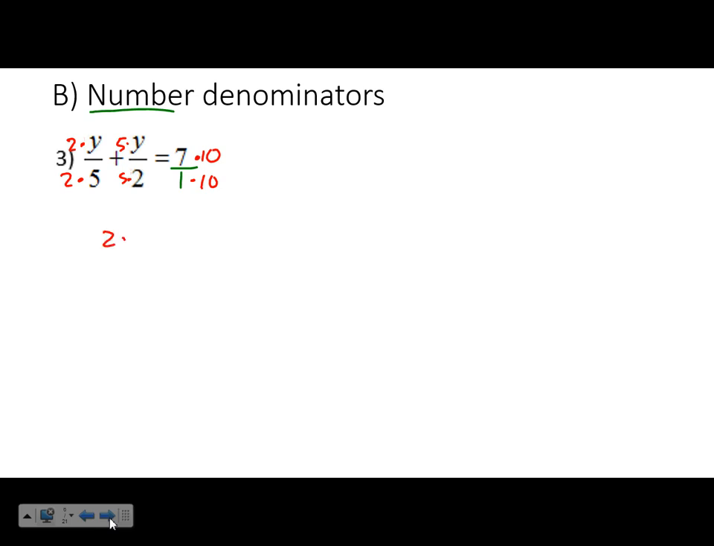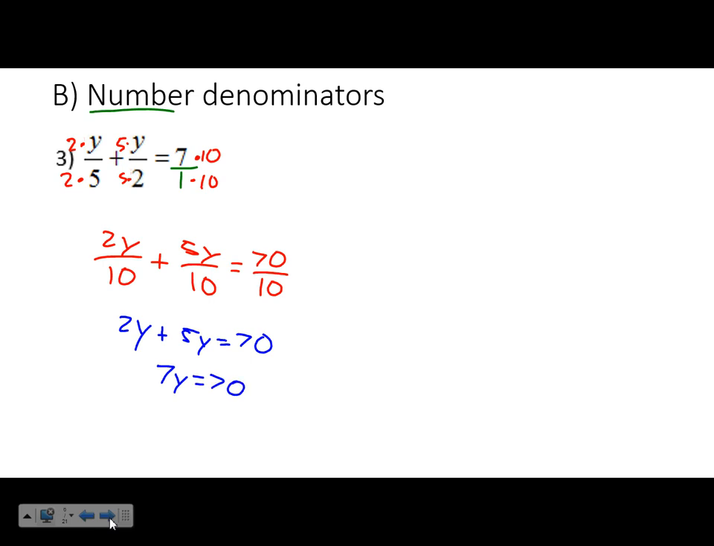So 2 times y is 2y over 10. 5 times y is 5y over 10. And 7 times 10 is 70 over 10. Again, now that all those denominators are the same, we can just forget those and look at our numerators. 2y plus 5y, combine those to get 7y. Divide both sides by 7, y is equal to 10.